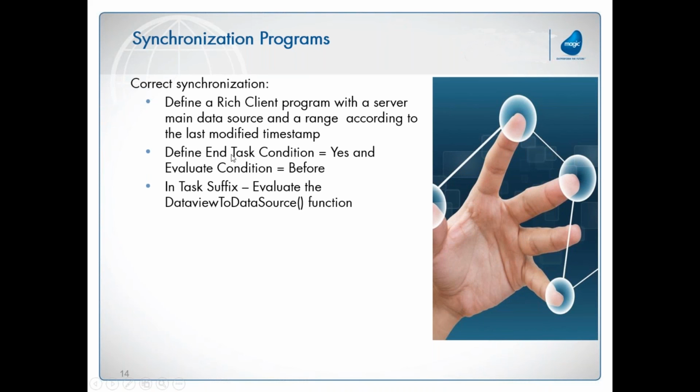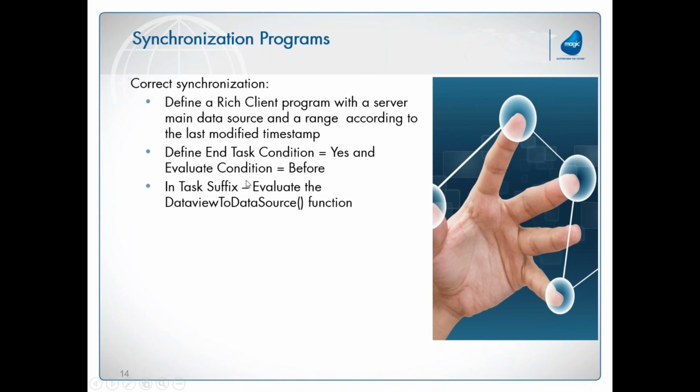So do not use this convention unless you have only one or two records, and even in this case, I wouldn't recommend doing it. Now, the correct way is actually, again, to define the rich client program, same as before. This program will have an end task condition of yes and a valid condition before.